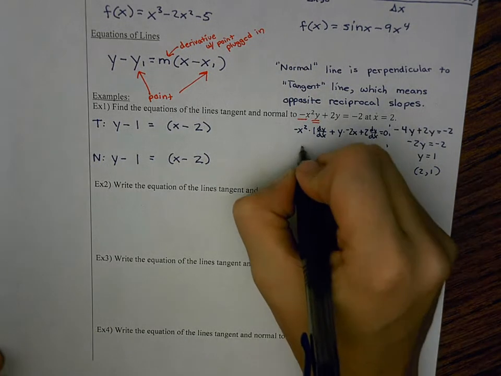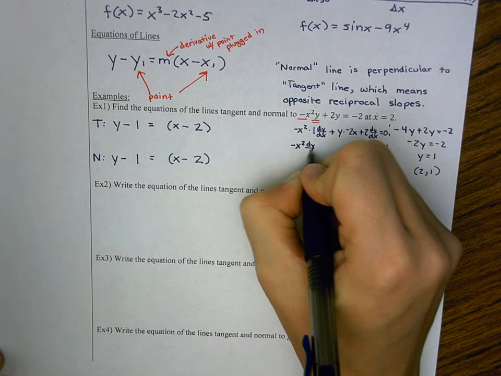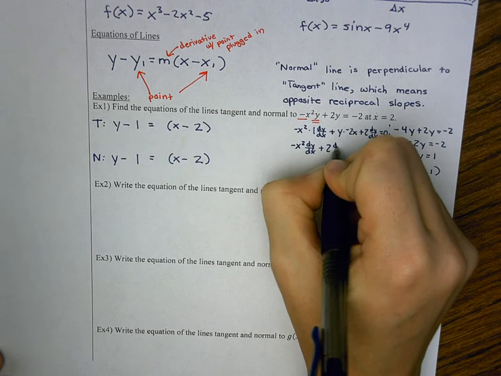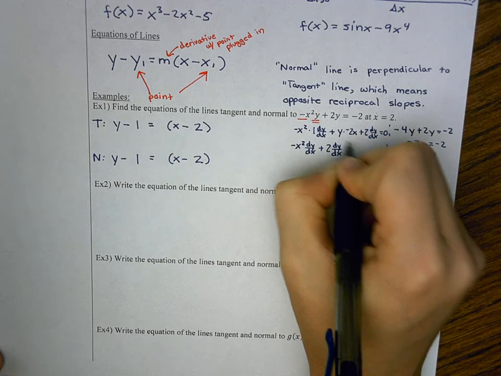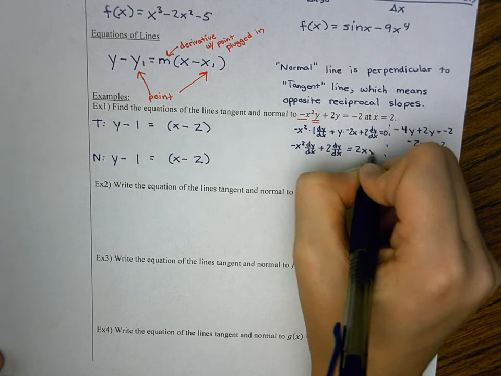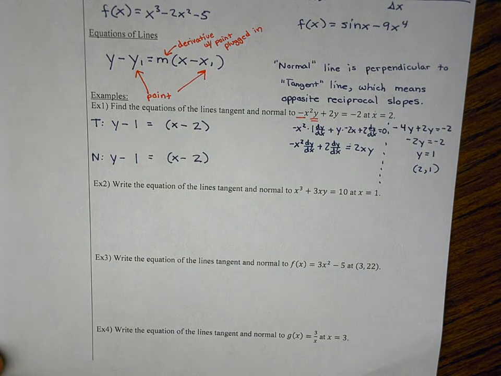Separating my dependent variables from the other, we would have negative x squared dy dx, and then I'm going to leave this 2 dy dx over here. Add the 2xy to the other side, because that one doesn't have a dy dx. And then factor out the dy dx.